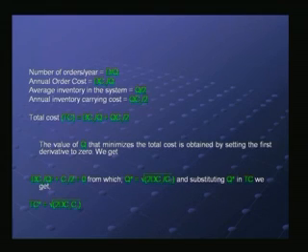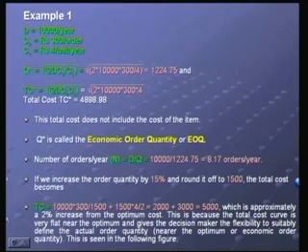Given the demand, the order cost and the carrying cost, we will be able to find out the economic order quantity and the minimum cost associated with the economic order quantity. Now, let us illustrate all these using an example.